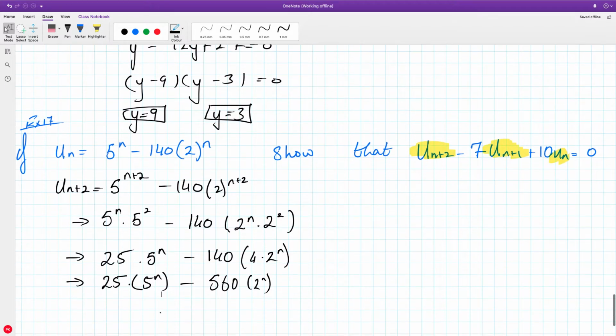25 times 5 to the power of n minus 140 times 4, minus 560 times 2 to the power of n. Alright? Right, I want you to do then for me, get me un plus 1. Off you go.